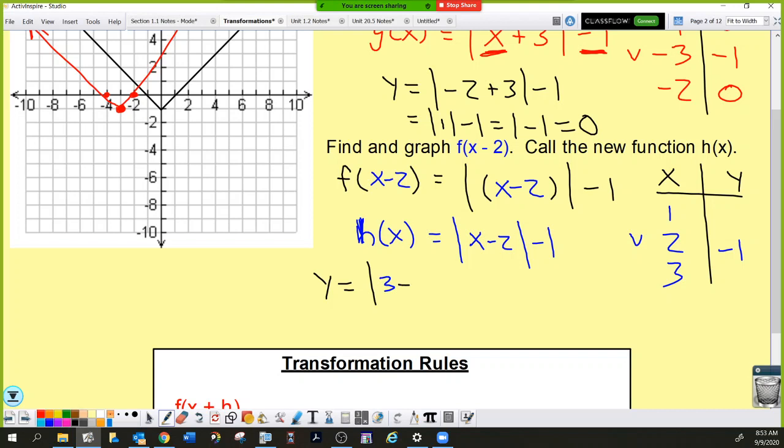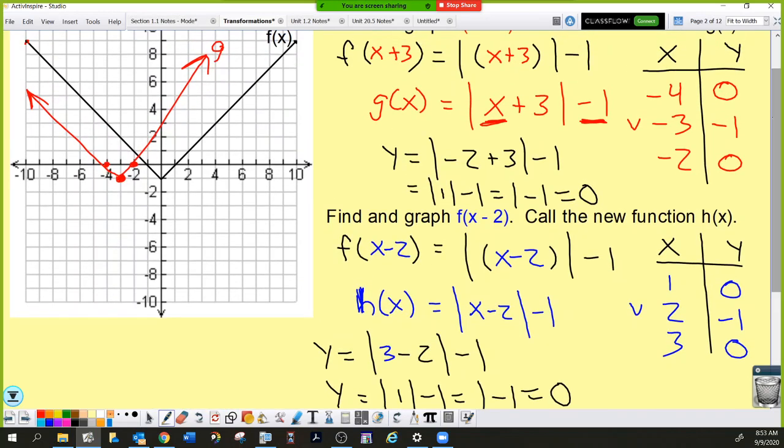There's me plugging in the 3. 3 minus 2 is 1. And look at that. It's the exact same statement from before. Absolute value of 1 is 1. And I'm getting zeros. So we're going to plot those dots. Where was it? 2, -1? That was right here. And then 0 here, 0 here, and this one was h.